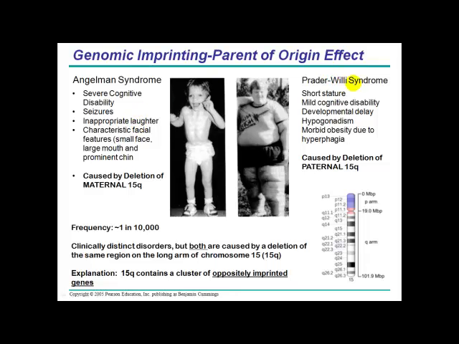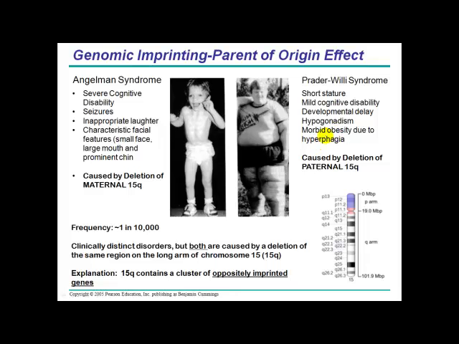Prader-Willi syndrome, on the other hand, is characterized by relatively milder disruptions in development. So these individuals tend to have a short stature. They do have characteristic facial features. They have mild to moderate cognitive disabilities and developmental delay. They exhibit reproductive dysfunction. They're typically infertile because of hypogonadism, so their reproductive organs don't develop normally. And they exhibit morbid obesity due to what's called hyperphagia.